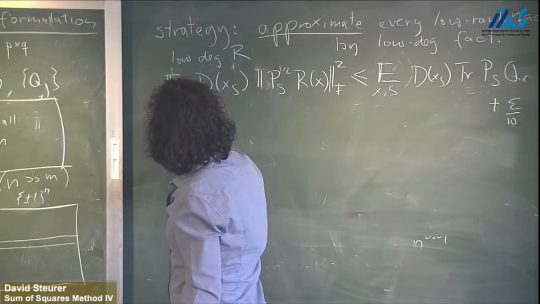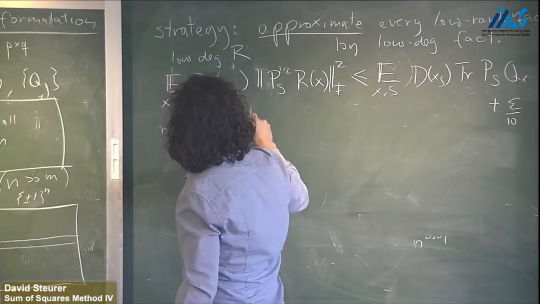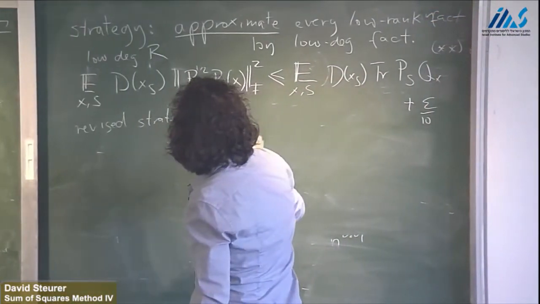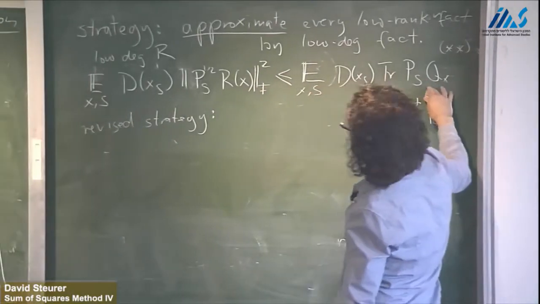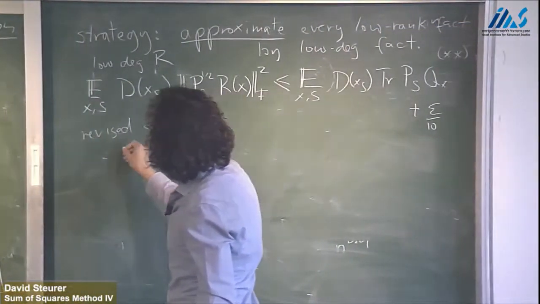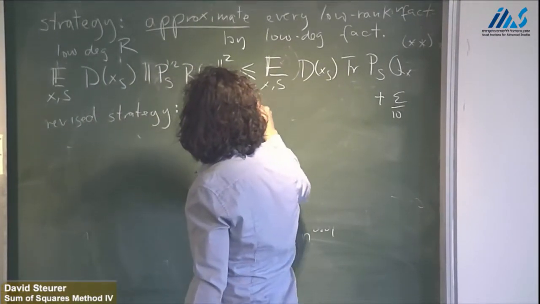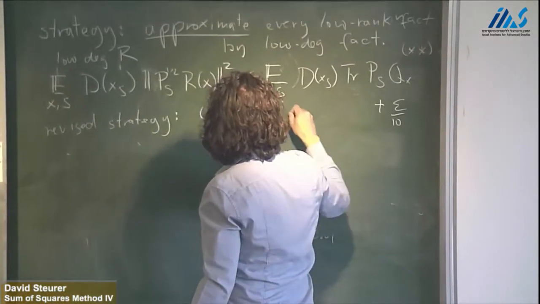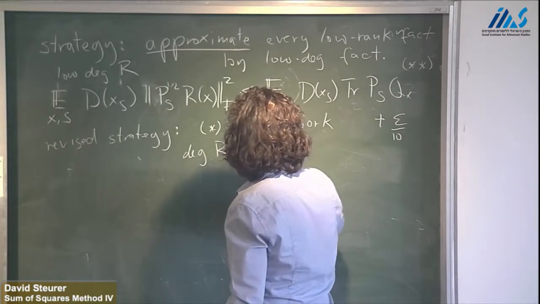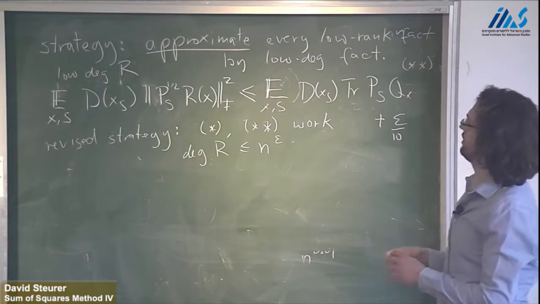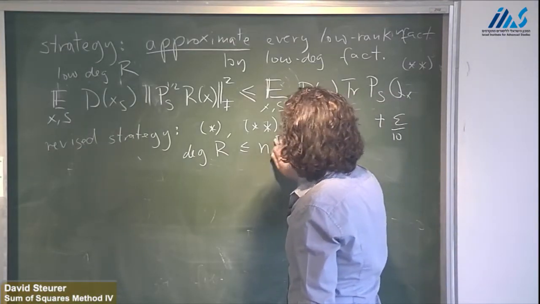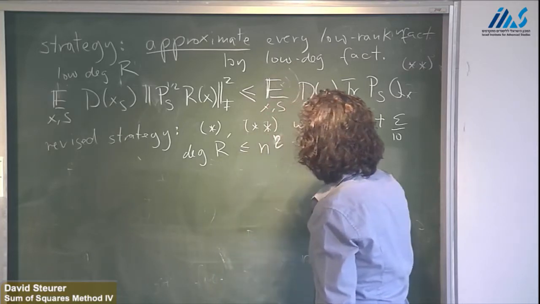But a revised strategy will be, and let's call this inequality double star. This double star relates R and the original factorization, and star says something about the non-negativity if we plug in R. Basically we want to say that both star and double star work as long as we require the degree to be some n to the epsilon. Not the same epsilon, it's some small constant. Let's call it eta, for some constant eta.